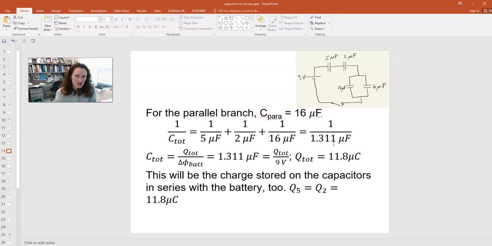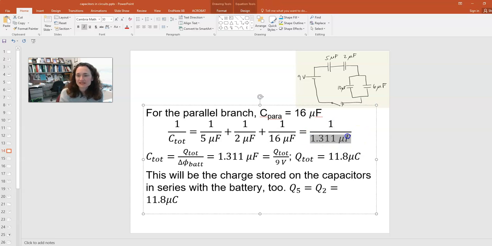My usual strategy in these kinds of problems is to keep a lot of digits and then round at the end. Okay, so that's usually what I do. So I'm keeping this 1.311 for a little while. Okay, now this is the total or equivalent capacitance for the circuit.